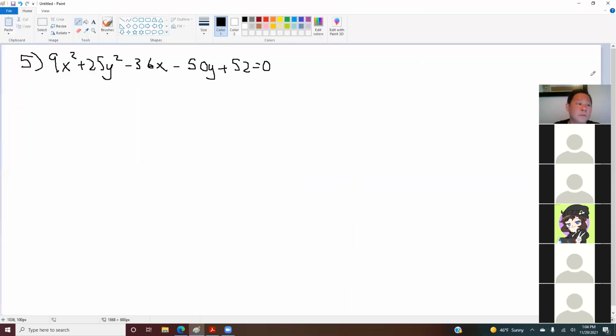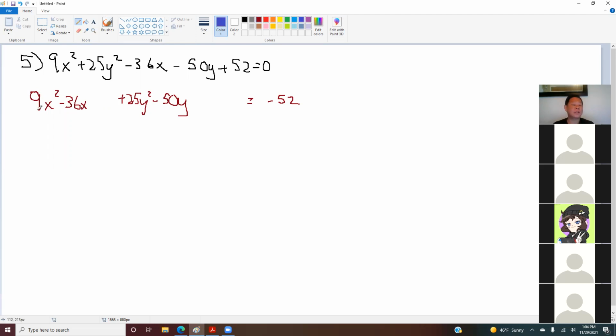So what's the first step for this kind of conic section? Separate this. So 9x squared minus 36x here, positive 25y squared minus 50y. So I put all the y's together, and I will move the 52 over, so it becomes negative 52. That is the first step, to separate your variables.